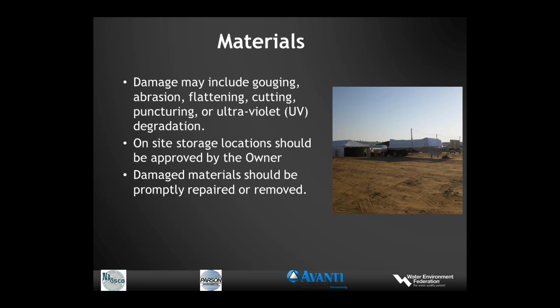This is more in line with the tube. It can also apply to the resin. But for the tube, damage can be gouging or abrasion, cutting, puncturing, UV light degradation. There can be a number of ways to damage these tubes. Any on-site location should be approved by the owner. Why? Well, the owner needs to determine if the materials are being stored in accordance with the manufacturer's recommendations. And if there are damaged materials, they should be promptly repaired or removed.